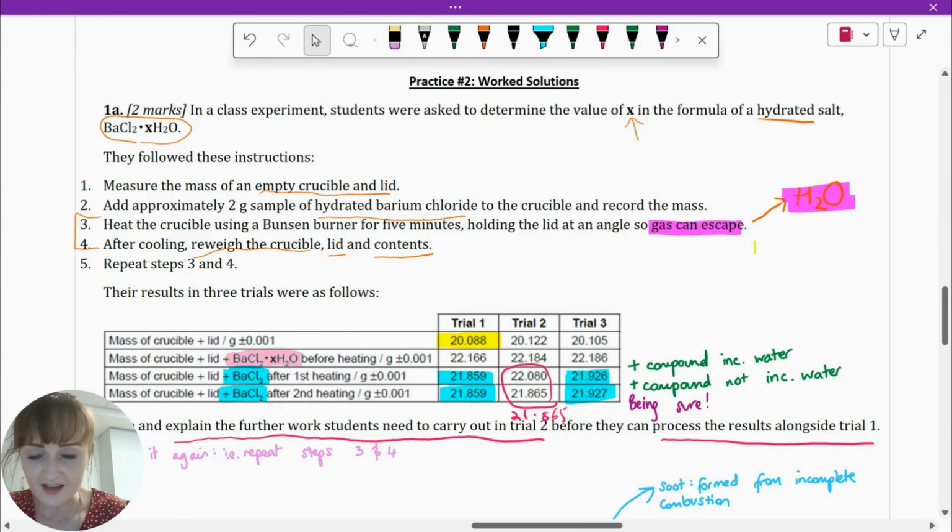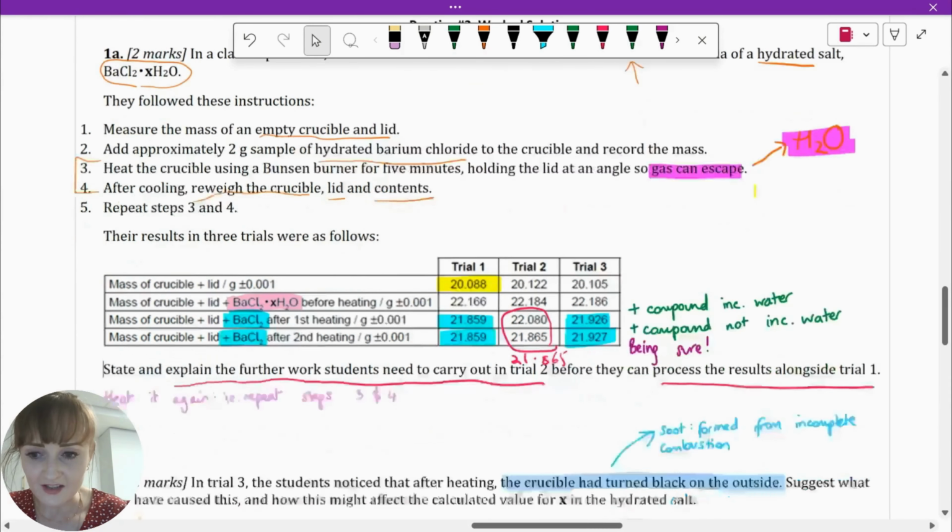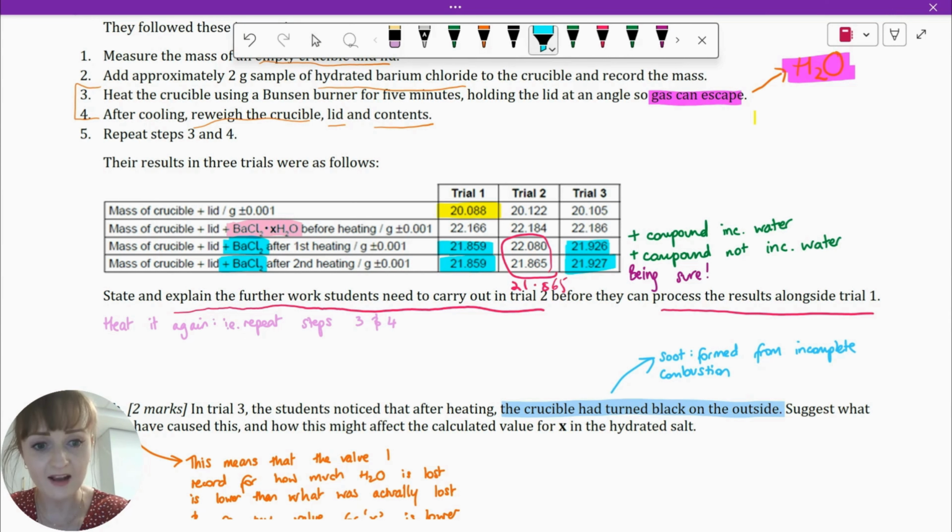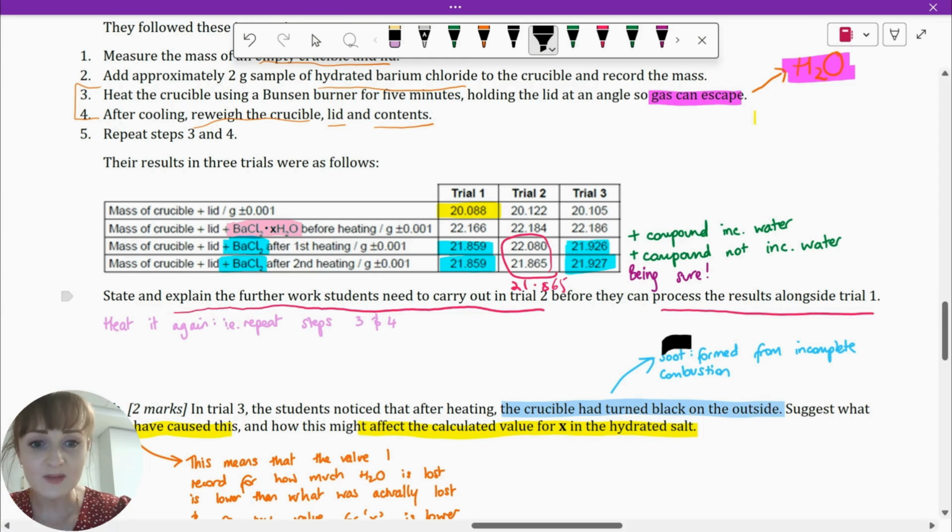The next question tells you that in the third trial the students noticed that after the heating, the crucible had turned black on the outside. They want you to suggest what may have caused this and how it might affect the calculated value for X. So one of the things I know is that when I see black on the outside of a crucible or any piece of equipment after it's been heated, it's because soot has been formed. And soot is formed because of incomplete combustion.